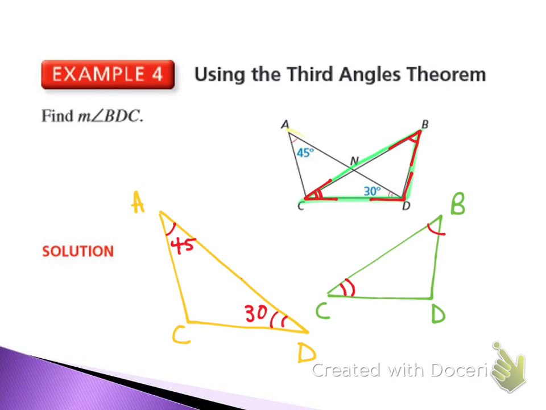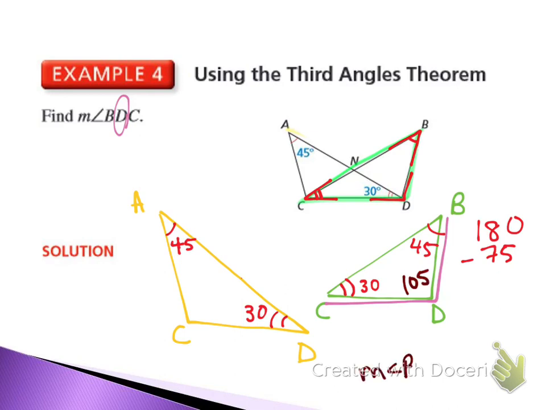So we're trying to find BDC. What is the vertex of BDC? D, right? So BDC, we're trying to find this angle. Okay, in this triangle, we know angle B is how many degrees? 45. We know angle C is how many? 30. So then angle D, we're going to add them. What is 30 plus 45? 75. Subtract from 180. 105, which is correct. Measure of angle BDC.